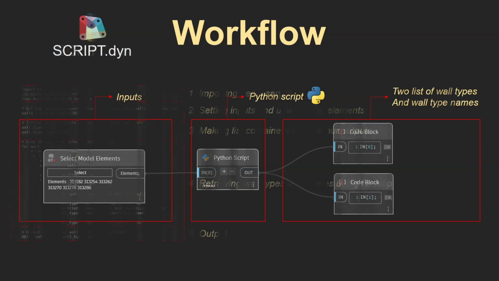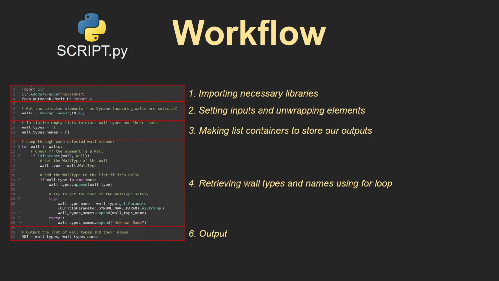and names. Inside Python we are going to import our necessary libraries, and then we are going to set our inputs and unwrap them because we need to work with them inside Dynamo, and we're going to make list containers to store our outputs. And in the main body of the script we are going to retrieve wall types and names using for loop, and eventually we're going to list wall types and names. Let's get started.